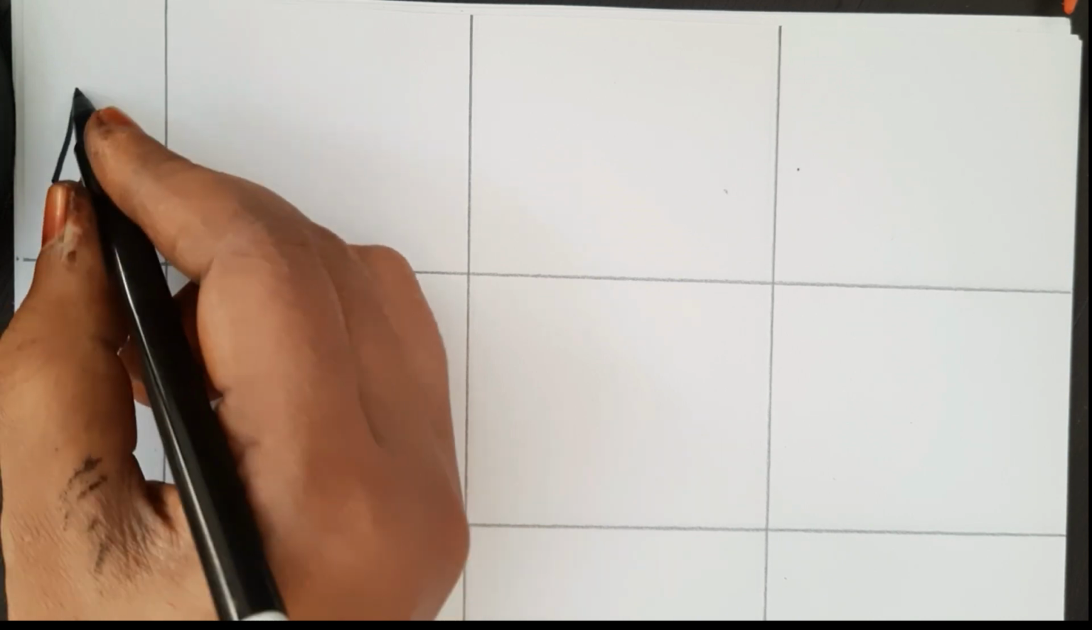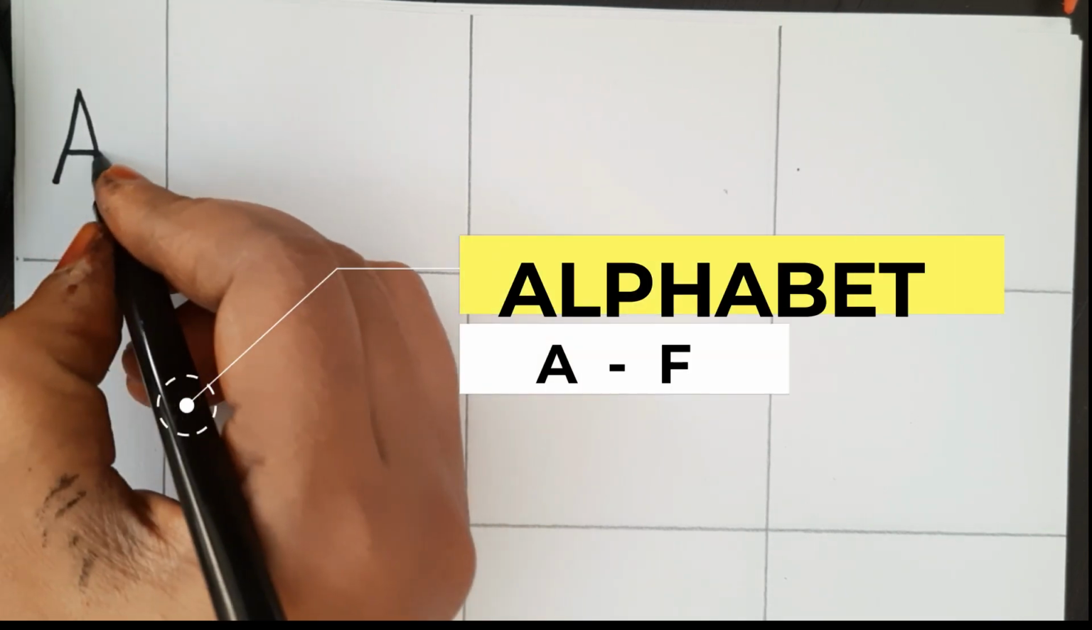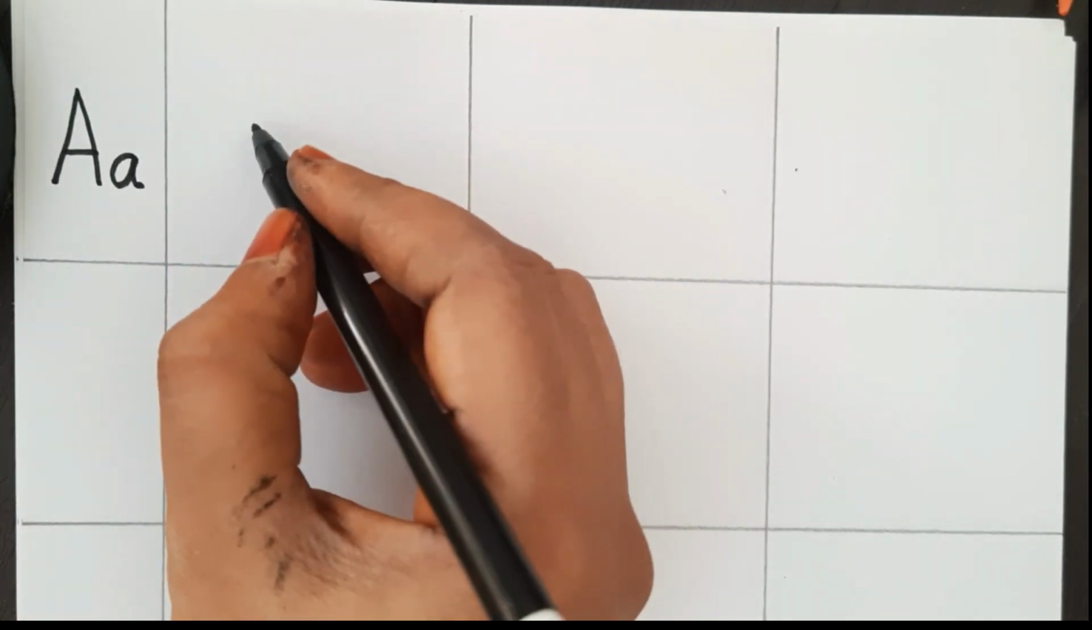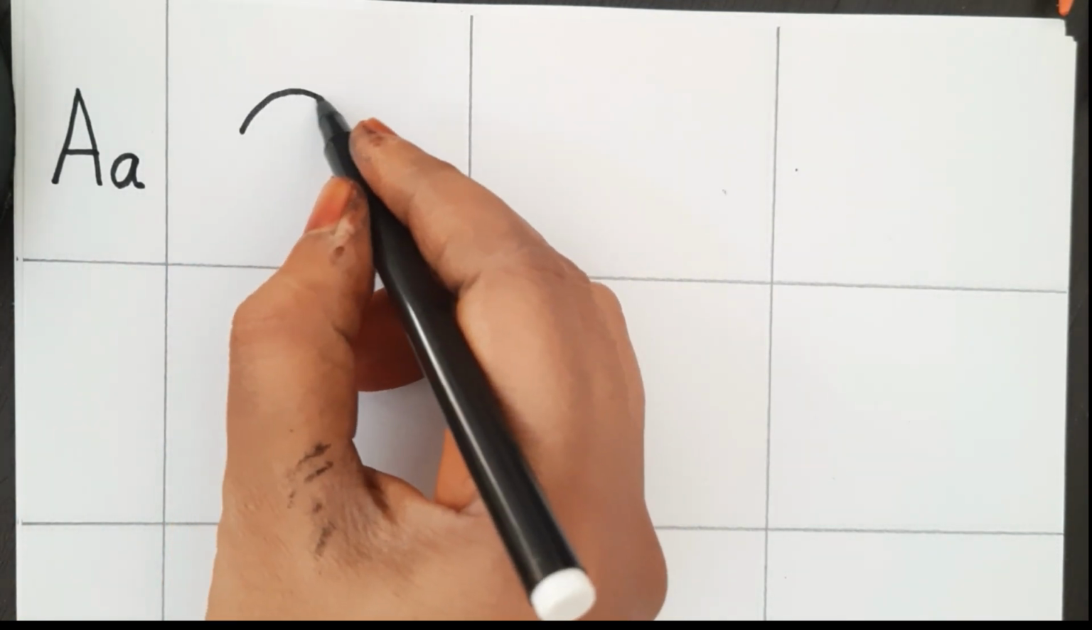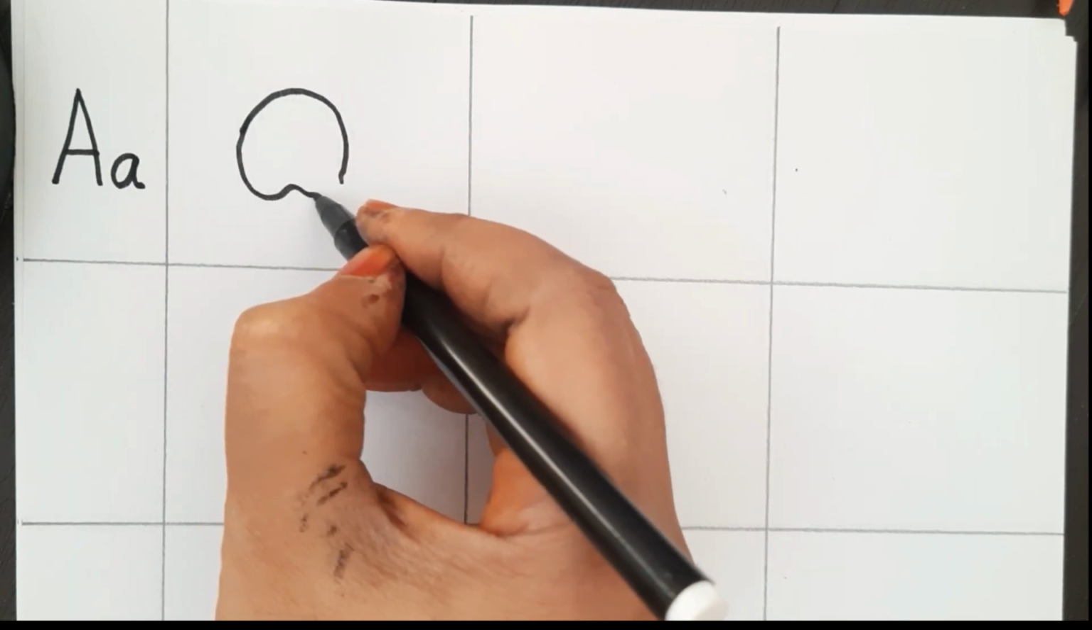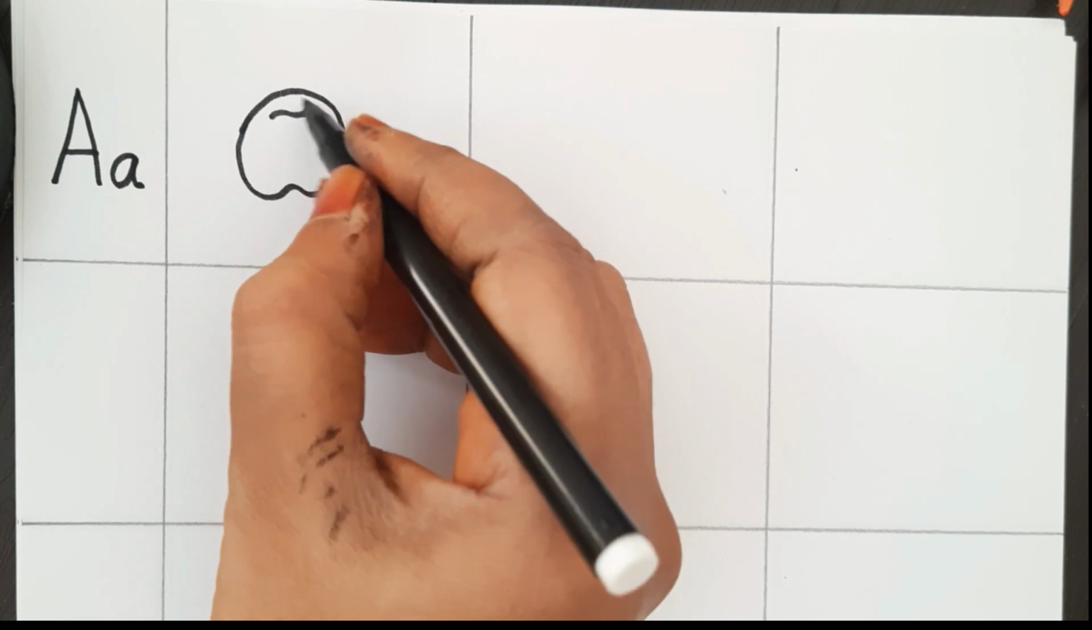Let's learn alphabets, okay? The first letter of the alphabet is A. The sound of A is A.